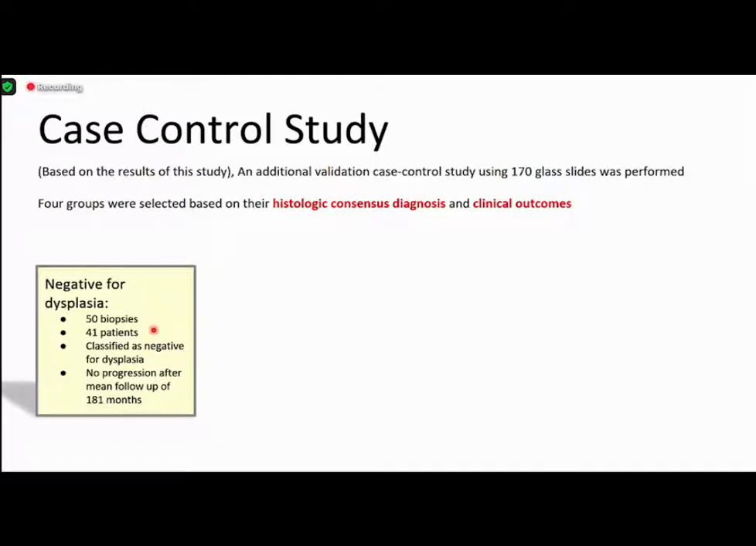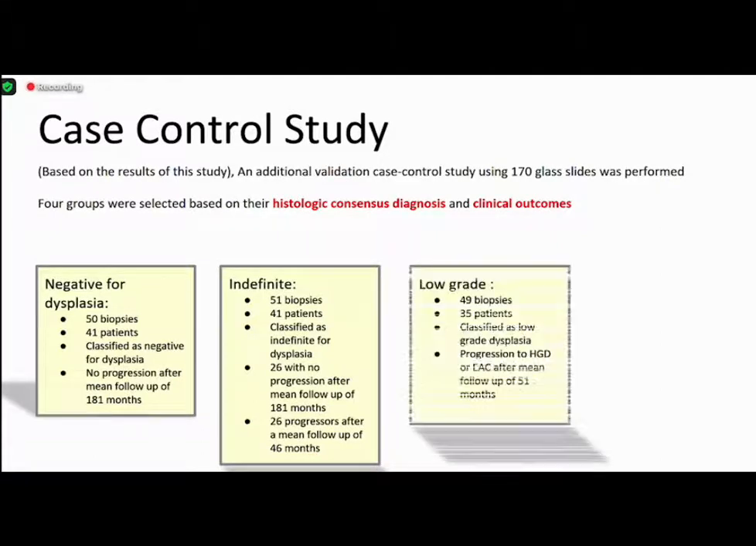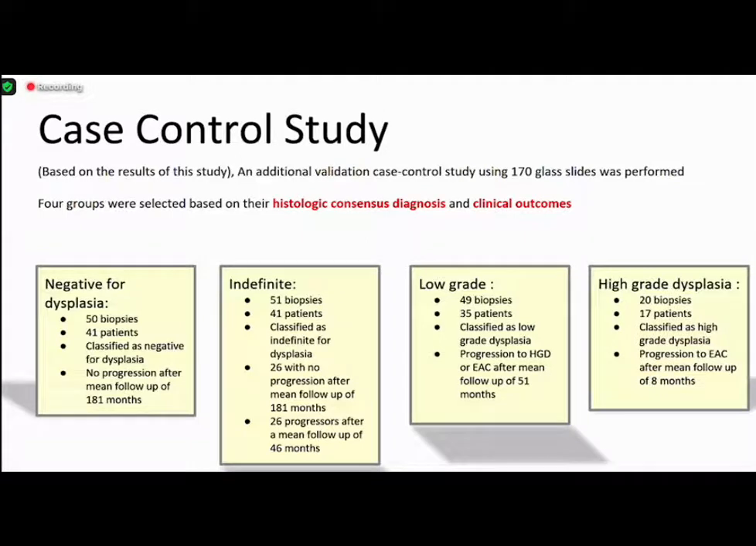These included 50 biopsies from 41 patients histologically classified as negative, and they did not progress after a period of 181 months. The second group included indefinite cases, 51 biopsies from 41 patients. 26 of these, based on progression, did not progress after a mean follow-up of 181 months, and 26 progressed after a mean follow-up of 46 months. Next came the low-grade dysplasia group, which included 49 biopsies from 35 patients classified as low-grade dysplasia, and they progressed to high-grade dysplasia or esophageal adenocarcinoma after a mean follow-up of 51 months. And lastly, the high-grade dysplasia group had 20 biopsies from 17 patients classified as high-grade, and they progressed to esophageal adenocarcinoma after a mean follow-up of 8 months.